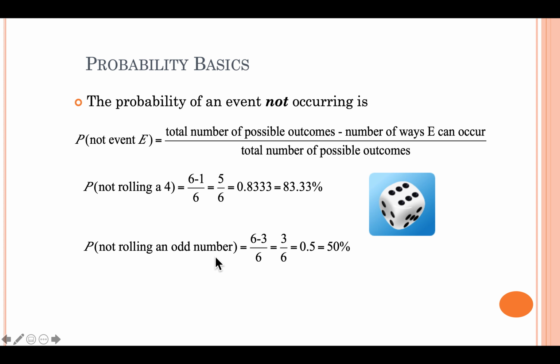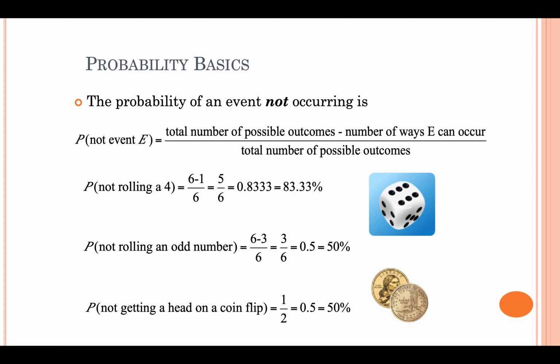Probability of not rolling an odd number, the same idea. Take the total number of outcomes, subtract the number of odds, and that leaves you with 3, which is the number of even numbers on a 6-sided die, and that is also 0.5 or 50%. So the probability of rolling an odd number and the probability of not rolling an odd number is the same, 50%. And the probability of not getting heads is the same as getting tails, and that would be 1 out of 2, 0.5 or 50%.